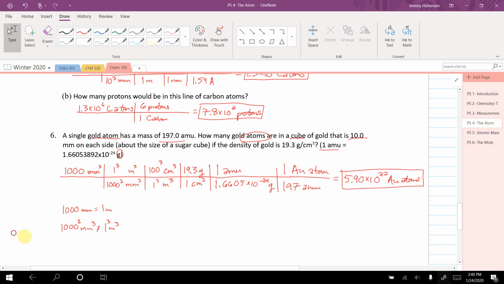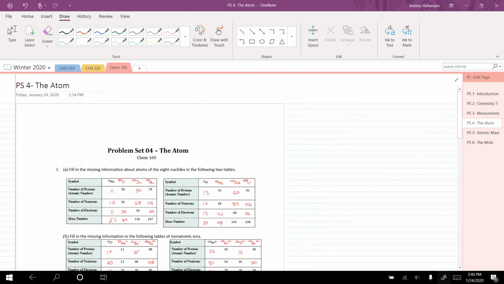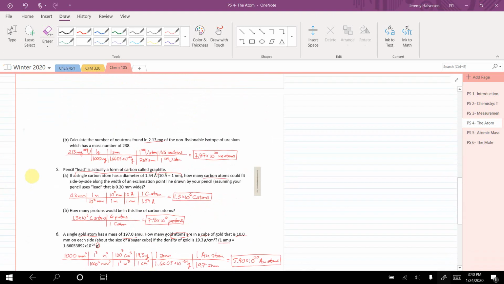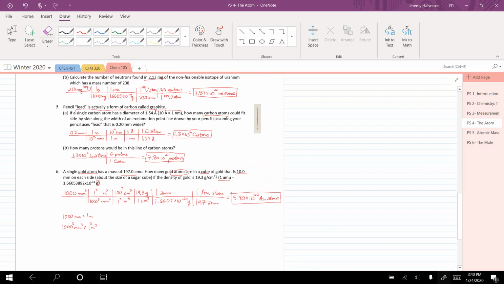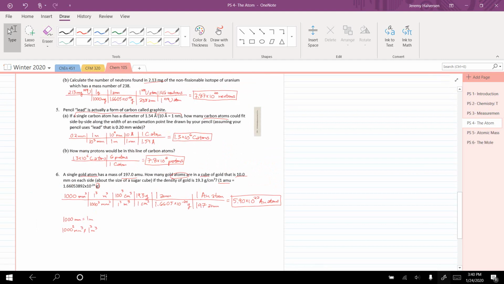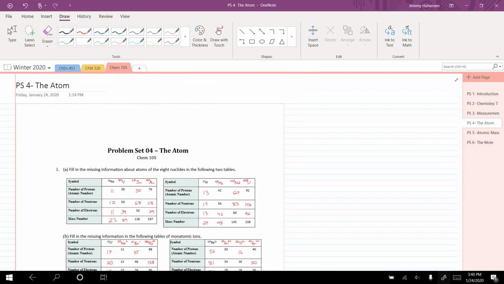There we go. So that is problem set number 4. Kind of breaking down something about the atoms. Now I know we used AMU a lot here. AMU's useful, but once we get over here to problem set 6 and we start talking about moles, we really won't use AMU much anymore. But there you go.